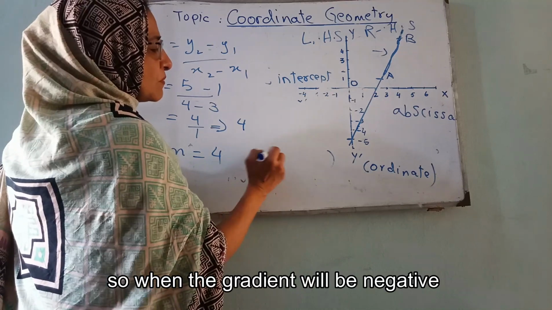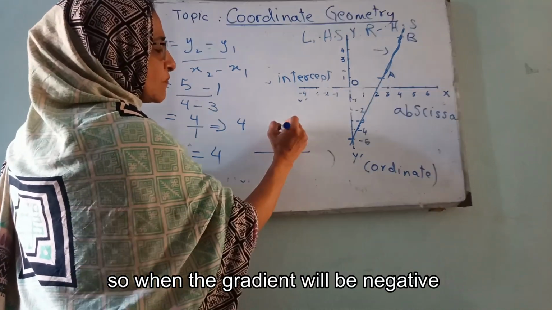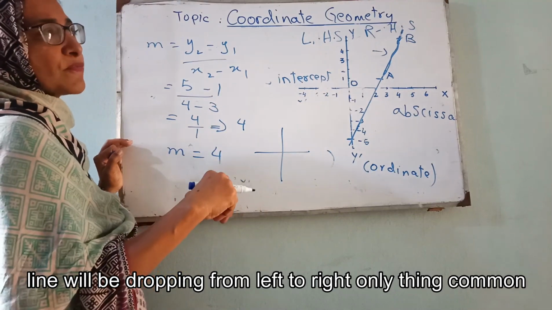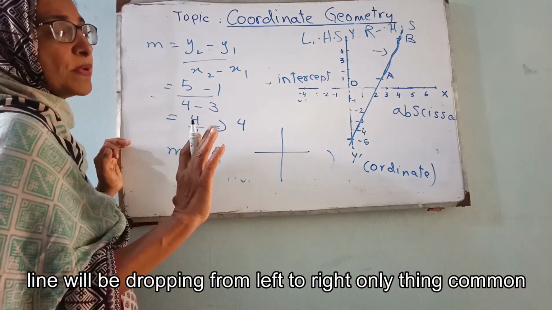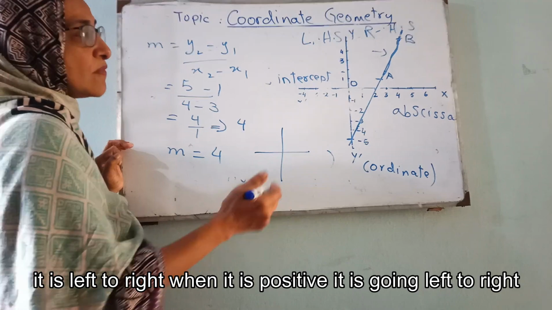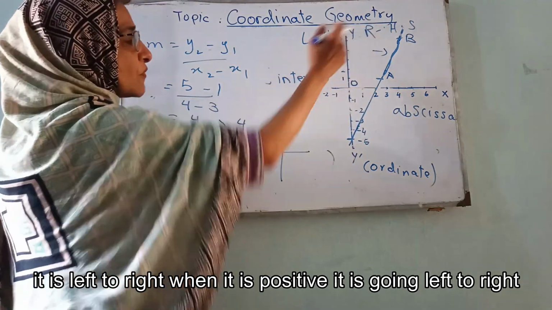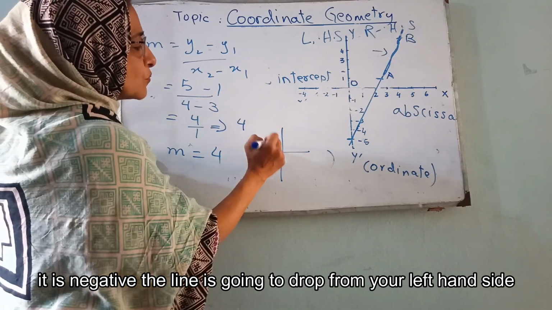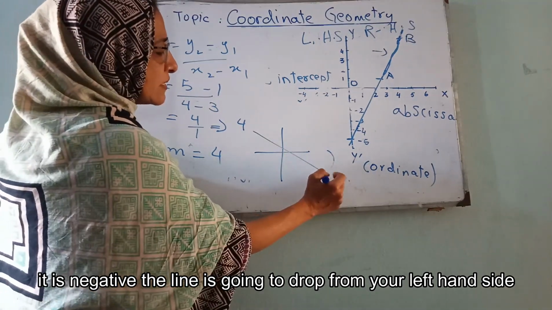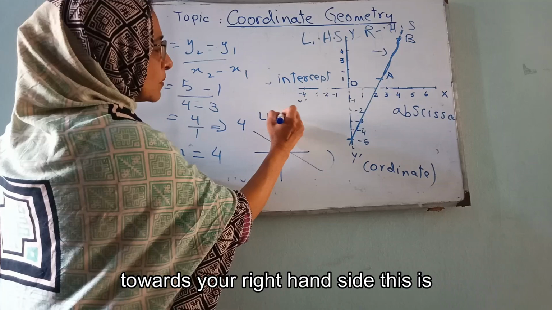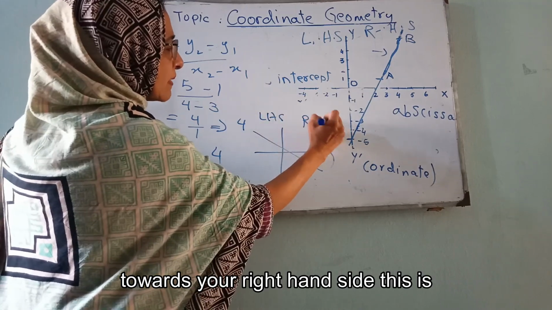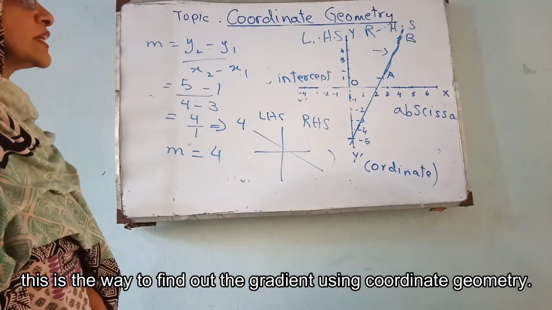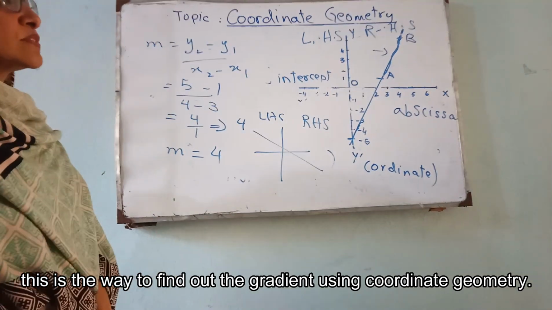Now when the gradient is negative, the line will be dropping from left to right. The only thing common here is left to right. When it is positive, it is rising from left to right. When it is negative, the line is going to drop from your left hand side towards your right hand side. This is the way to find the gradient using coordinate geometry.